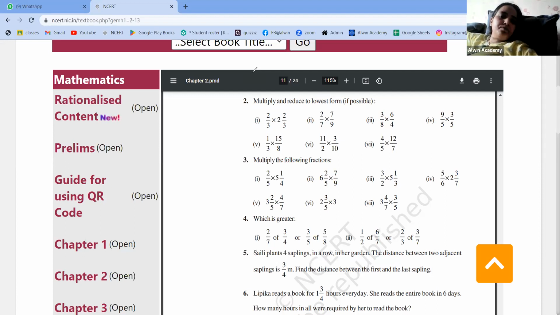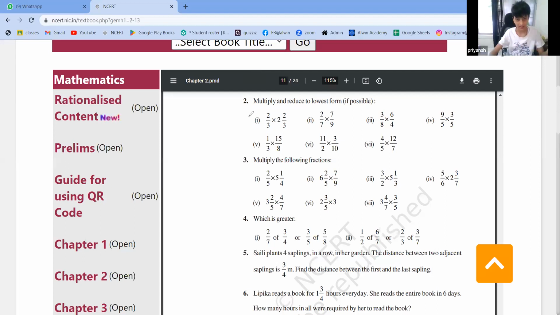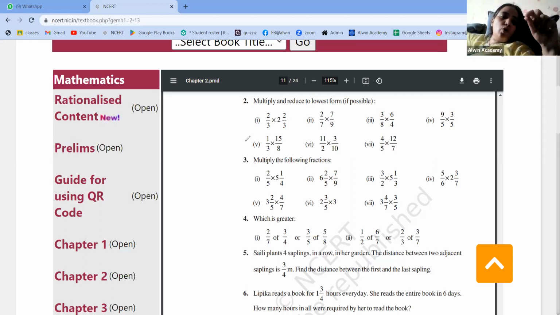Yes, the answer is correct, bacha. You can only simplify when they are in the same table, right? Beta, if they have some common factor, they can be simplified with that common factor.